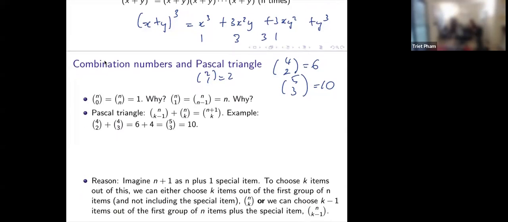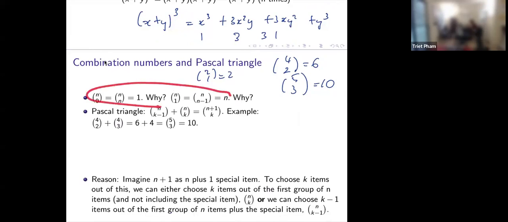It starts out with some trivial remark that any number choose 0 is equal to any number n choose n, which is equal to 1. Because there's only one way to choose no item out of a group of n, or to choose everything out of the group of n. So this is clear. On the other hand, what about this? Again, you can apply the formula and find the answer, but maybe we want to give a combinatorial explanation to it.